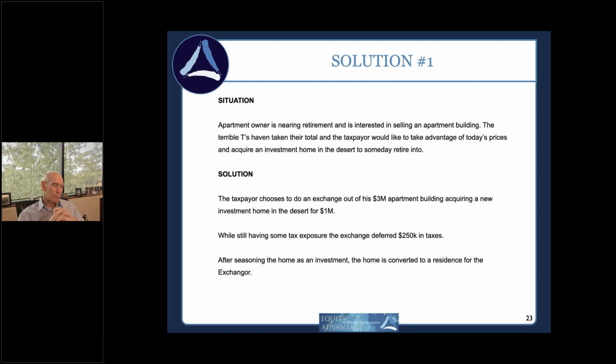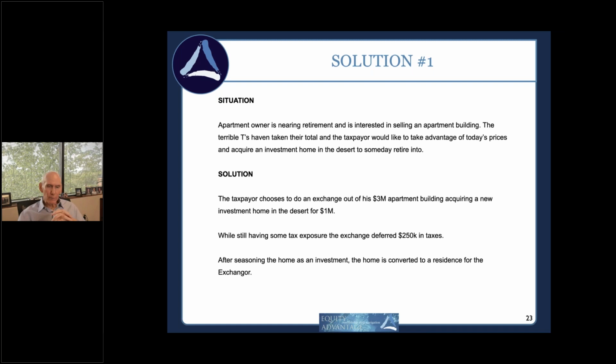So this is an example of not all or nothing, right? This is a transaction where we had a couple that was relinquishing a $3 million apartment building. All they wanted was a $1 million replacement property. So they went from $3 million down to $1 million. They had tax exposure on the $2 million in gain. And you're going, boy, that's a big tax hit. And yes, it was a big tax hit.